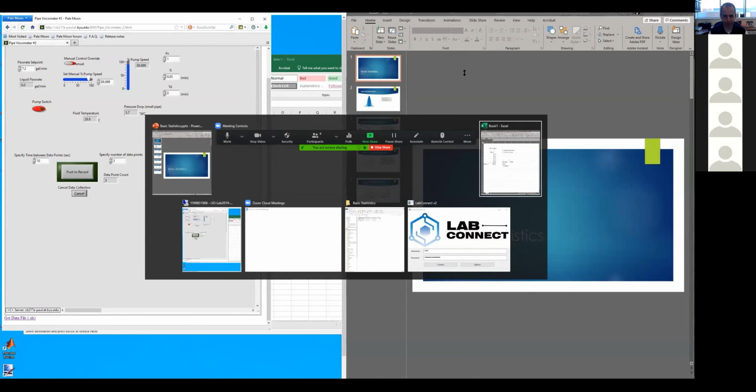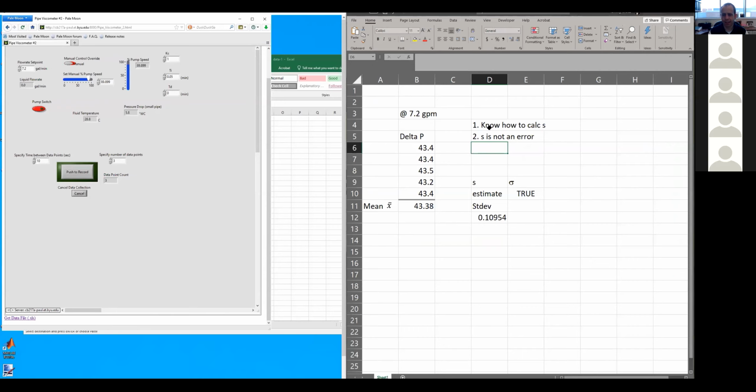Don't ever just report sigma, or don't even report 2 sigma. In fact, why do people like to report 2 sigma? Dr. Knotts, are you still sharing your screen? Oh, sorry. I switched out. Let me show you what I just typed. So 2 things to know. How to calculate S. S is not an error.